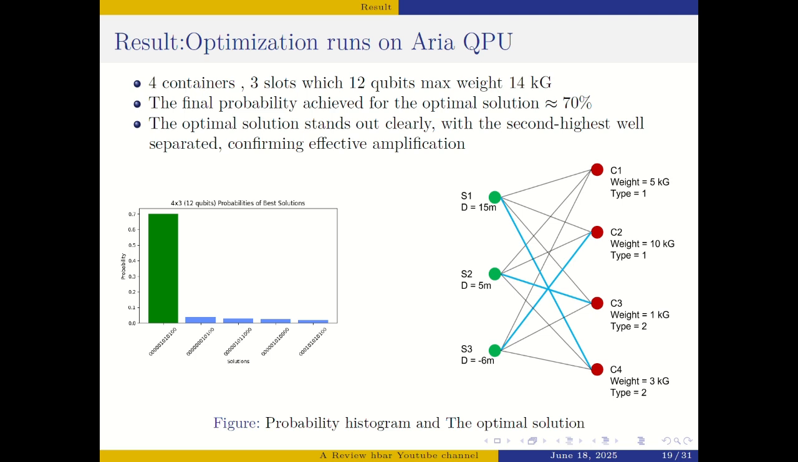Results: we are working with an instance involving 4 containers and 3 slots, which requires 12 qubits. The maximum allowed weight is 14 kilograms. The algorithm was run on Aria, IonQ's quantum processing unit. On the left, we can see the probability histogram. We observe that the optimal solution is clearly isolated with a significantly higher probability compared to the others. And on the right, we can see the corresponding arrangement.